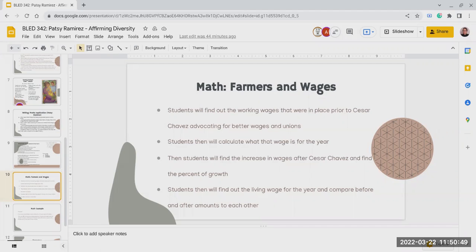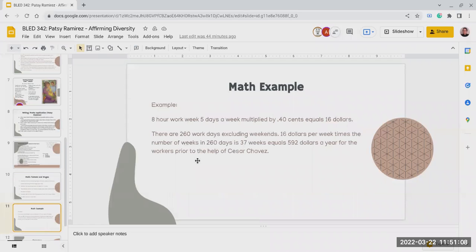And then after they've found that wage for the year, they will then go to find the increase in wages and find out the percent of growth. Then students will find out the living wage for that year and compare the 2 years to each other to see the difference in growth and see how Cesar Chavez was able to help the overall increase in wages for farmers and people like that. Next slide. An example of this that could be used in the classroom.